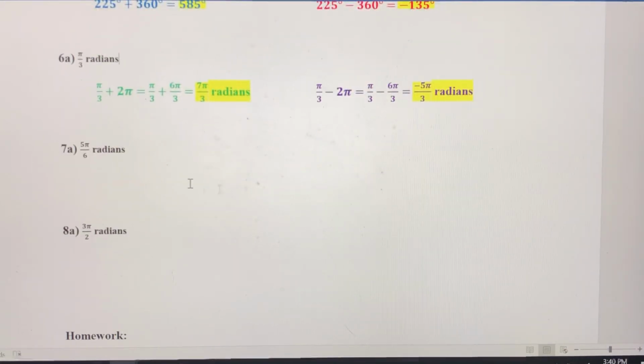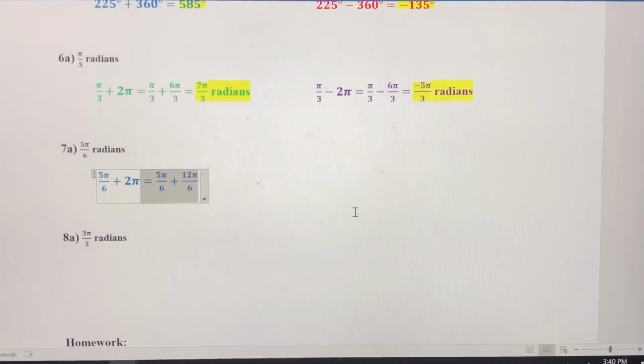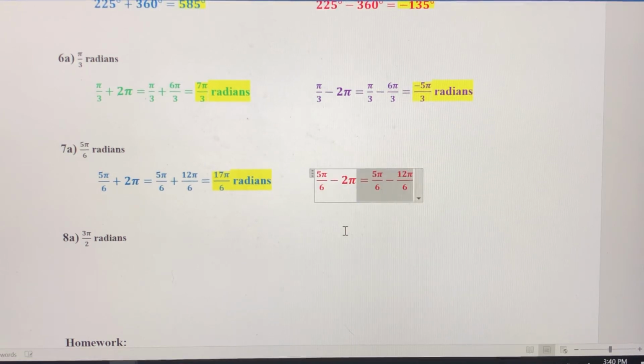Okay, 5 pi over 6, we're going to add 2 pi. Get a common denominator. So 17 pi over 6 would be coterminal to 5 pi over 6. Subtract 2 pi, get a common denominator. So 5 pi over 6 minus 12 pi over 6 would be negative 7 pi over 6 radians. So again, these three angles all have the same terminal side.